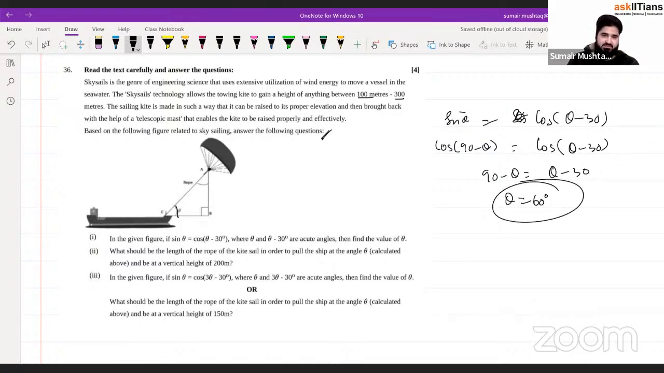Simple. That's the answer. Okay, next, what should be the length of the rope of a kite in order to pull the ship at the angle of theta, if the vertical height is 200 meters? Vertical height is given to be 200 meters. You have to find AC. Which trigonometric function is to be used? This is 200, you have to find this. Obviously, sine theta, equal to 200 over AC.